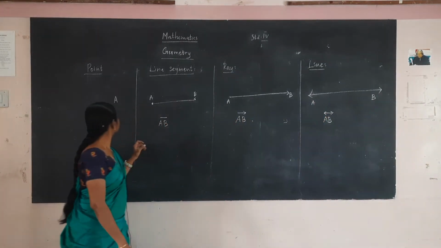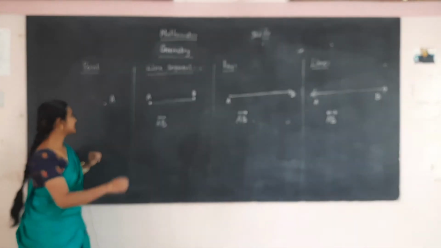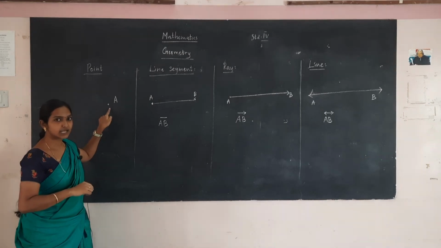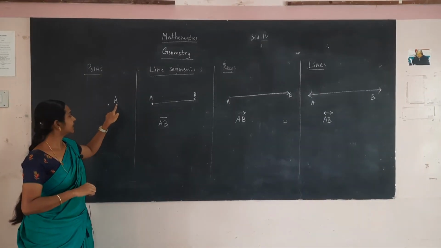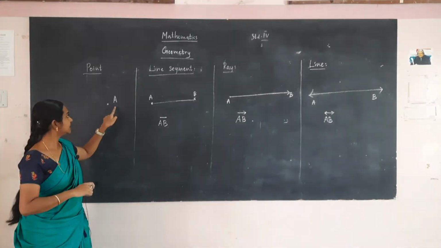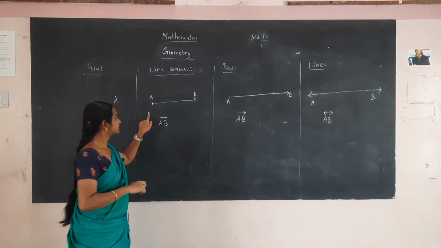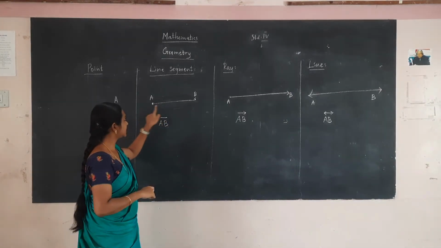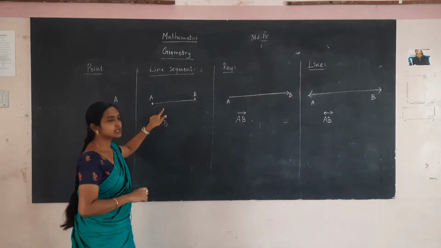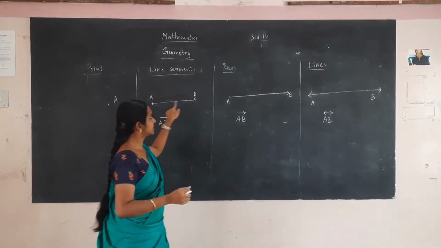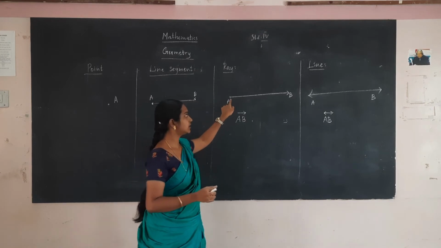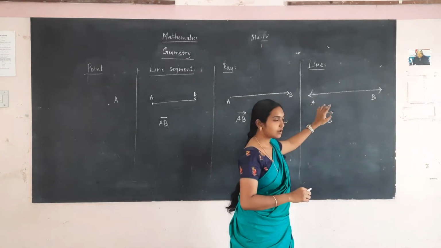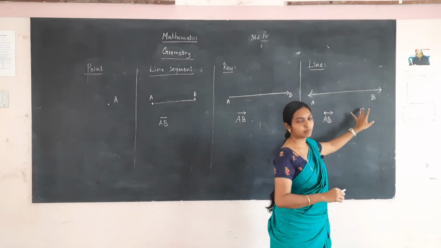Point is just to represent a position in a space. It has no size, it is represented by a dot and it is labeled by a capital letter. Here a line segment has two endpoints, point A and point B. Line segment is the shortest distance between 2 points. A ray has a starting point and no ending point. For a line we do not have a starting point or an ending point.